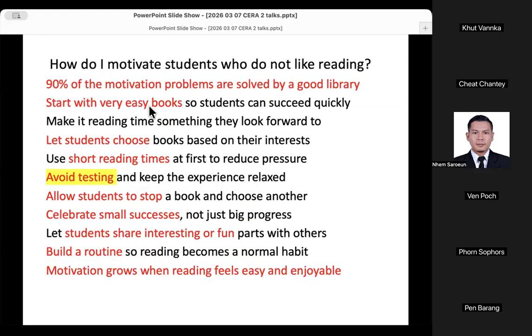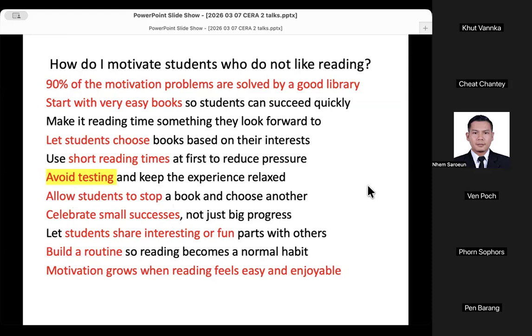So how do you motivate them? Start with very easy books. Let the students choose, give them autonomy. Short reading times in point. Do not test them. Allow students to stop if they find it too difficult or it's boring or it's too easy. Celebrate small success and share this, right? So this is how you solve the motivation problem, right?